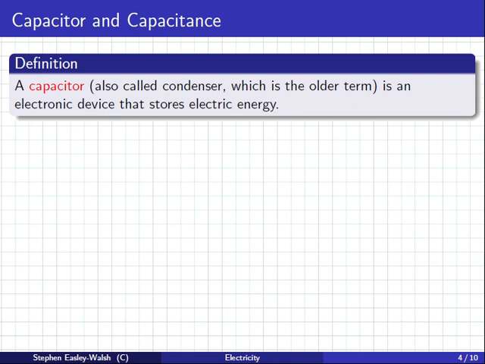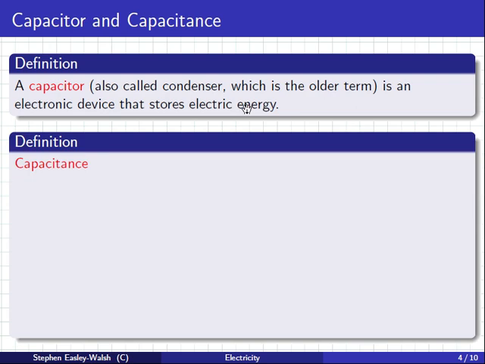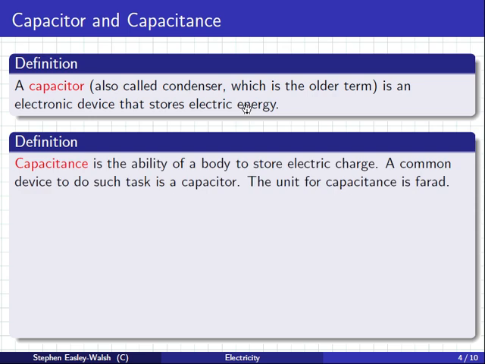Oh yeah, so some capacitors can hold a lot of charge, some capacitors can only hold a little charge. We need a way to measure how much a capacitor can hold. So that's the meaning of the word capacitance. It's how much charge the capacitor can hold. It's the ability to store electric charge. A common device to do such a thing is a capacitor. The unit for capacitance is called the farad, F, the symbol. Sorry, I didn't write the symbol down. Mathematically, does anyone know what capacitance is defined as?